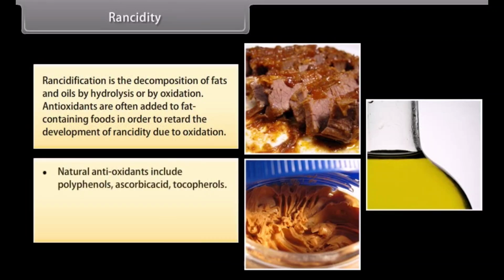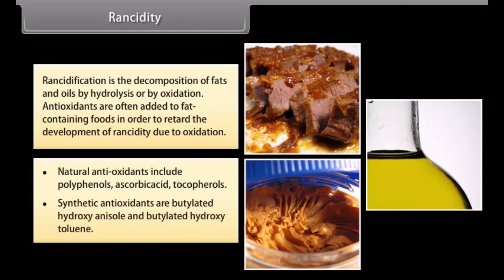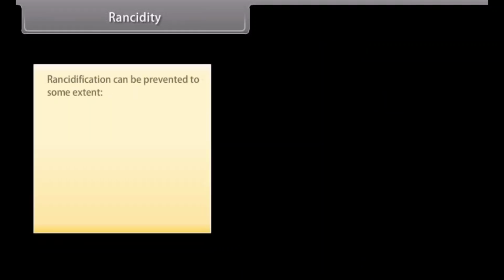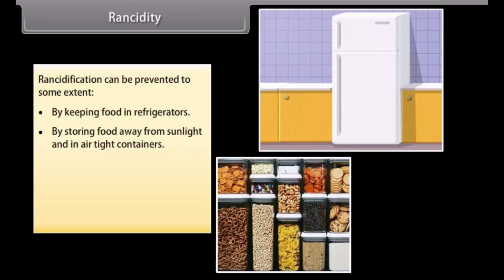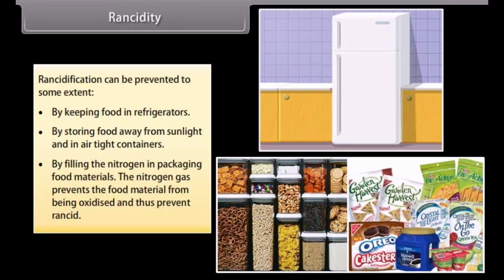Antioxidants are often added to fat-containing foods in order to retard the development of rancidity due to oxidation. Natural antioxidants include polyphenols, ascorbic acid, tocopherols. Synthetic antioxidants are butylated hydroxyanisole and butylated hydroxytoluene. Rancidification can be prevented to some extent by keeping food in refrigerators, by storing food away from sunlight and in airtight containers, by filling the nitrogen in packaging food materials. The nitrogen gas prevents the food material from being oxidized and thus prevents rancidity.